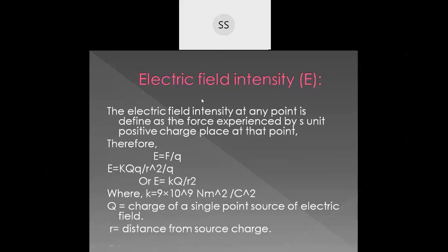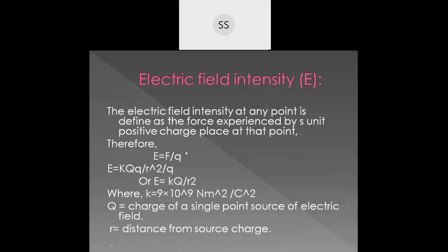So the force experienced by the test charge due to the source charge at different points of the electric field is taken as the electric field intensity of that source charge. The electric field intensity at any point is defined as the force experienced by a unit positive charge placed at that point. Therefore, E equals F divided by q. Here, q is the test charge, the smaller unit positive charge.